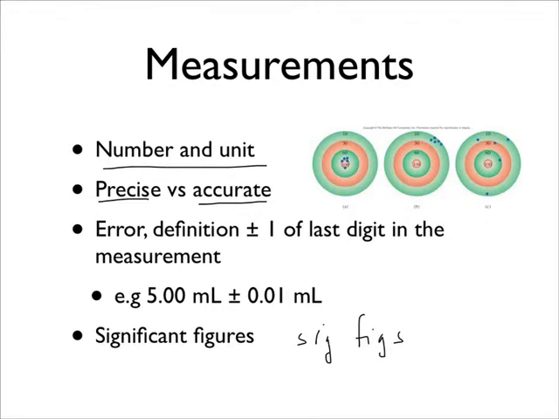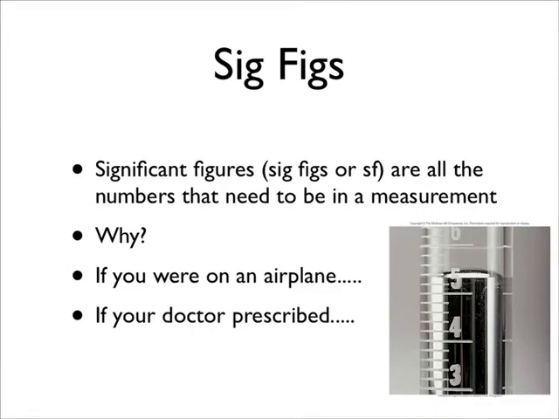So sig figs. What is this concept of the sig fig? These are all the numbers that need to be in a measurement. They tell us the precision of the instrument being used to measure. So when we make measurements, we need to make sure that we capture all of the numbers that are certain digits, and then we have to estimate our uncertain digits.